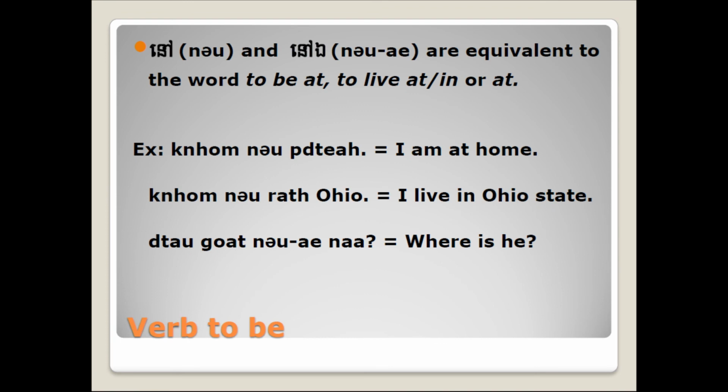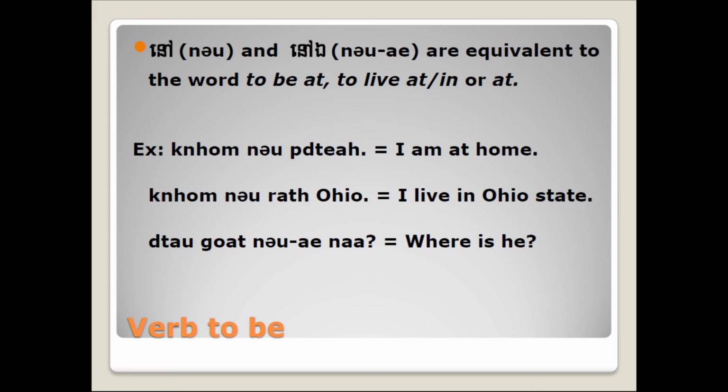Here is another important use of to be, which is no longer translated as chia, but no and no I, and they are equivalent to the words to be at, to live at, to live in, or at. An example of the first meaning of no is ខ្ញុំនៅផ្ទះ which means I am home or I am at home.